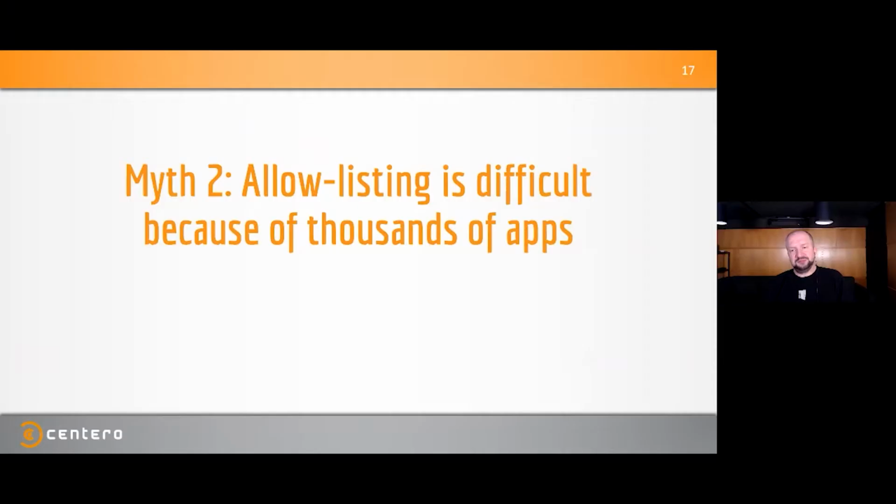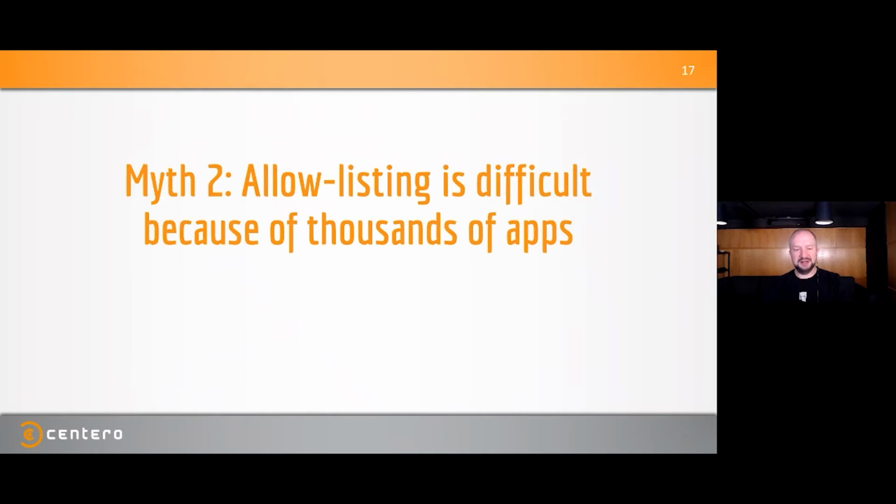Allow listing is difficult because of thousands of apps. No, because we do not list apps. If you start listing apps, that's a horrible thing to do, okay? So stop doing that. You're supposed to list containers instead of items. Don't say we allow 800 apps from program files. No, you say we allow everything from program files and you prevent people from adding anything to program files, okay?